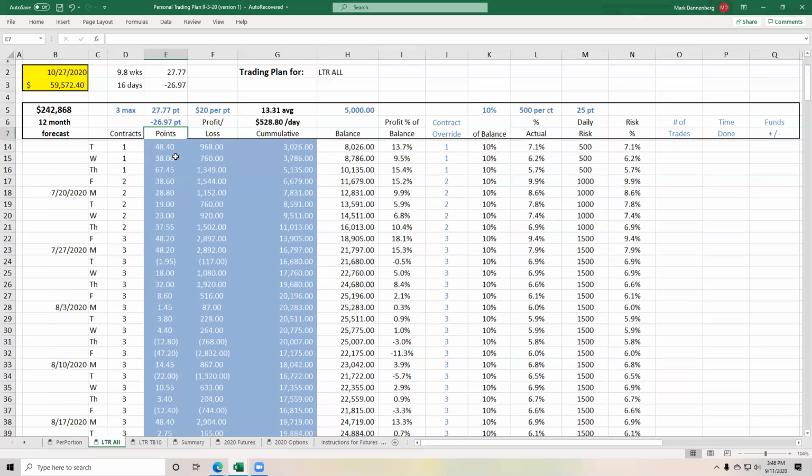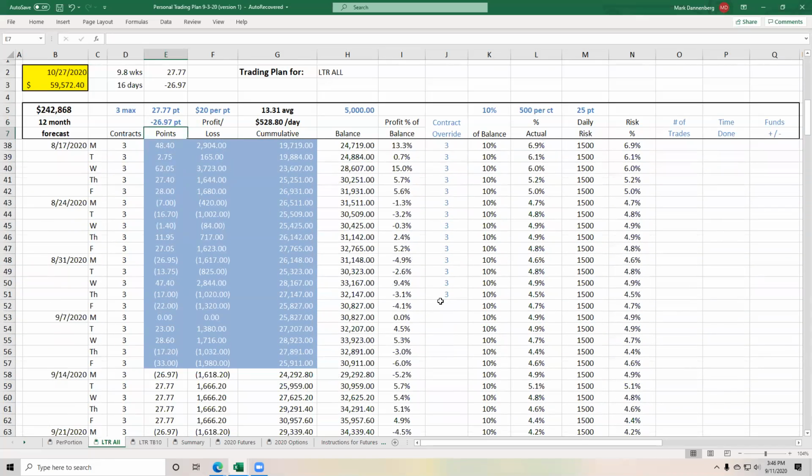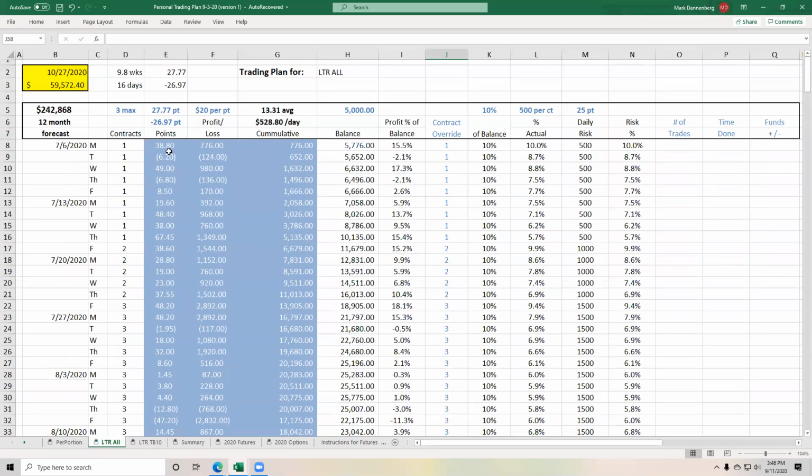The first 10 weeks are all locked. Those aren't going to change. The first 10 weeks are all already coded in. We know what those are. They're locked at the number of contracts that we traded. 3 contracts is the maximum number of contracts we've been trading. And with 3 contracts being our max, at these individual run rates, our 12-month forecasted income is about $242,800.